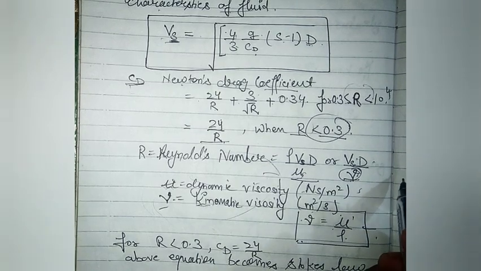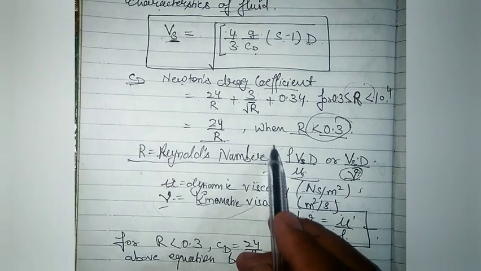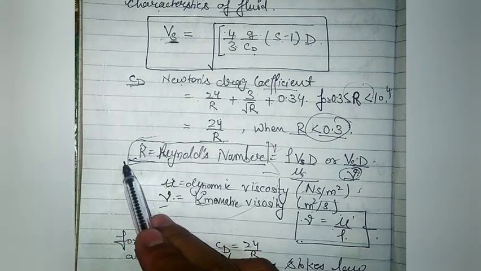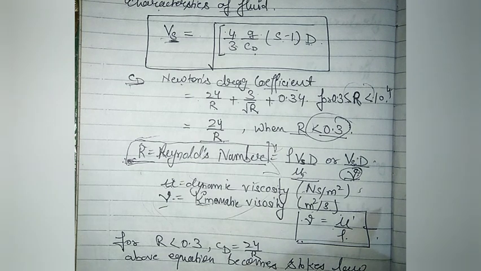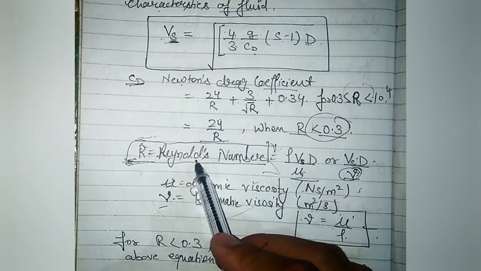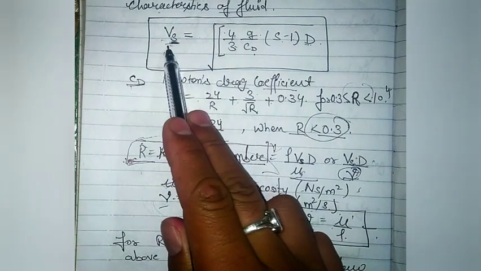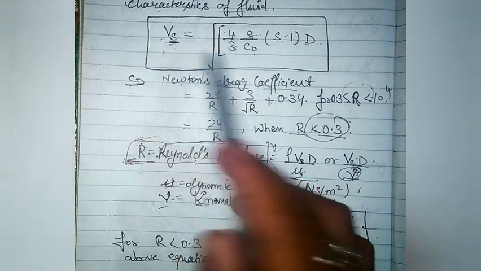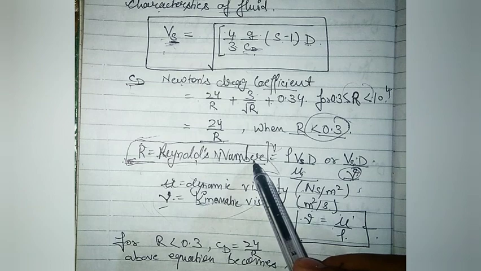This is a very important number. By calculating this Reynolds number, we can define the fluid, as in fluid mechanics. So here we are going to use this Reynolds number concept. In this settling velocity equation, we are going to use this drag coefficient, which is dependent upon the Reynolds number.